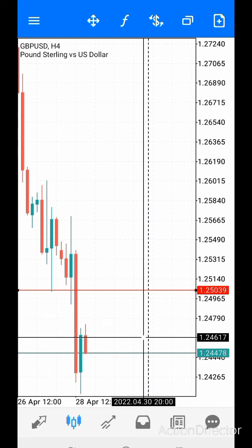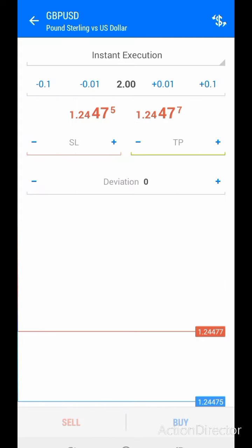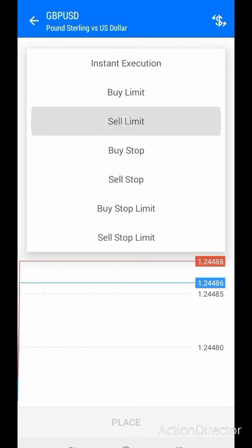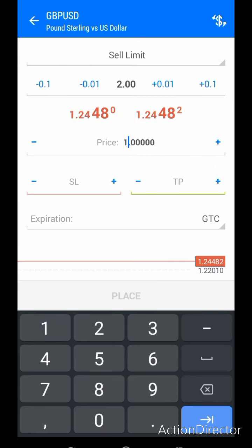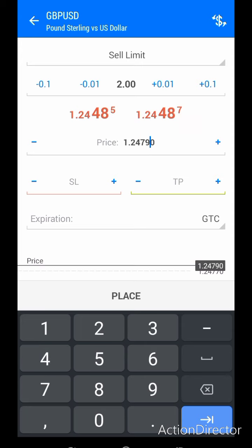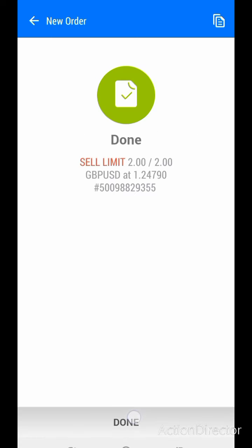So you just basically come here. The price is 1.247900. You come here, go to sell limit, tap on it, 1.247900. As simple as that. If you have your stop loss, you can type in your take profit, select your lot size, and then boom, place it. That's it. You will be on it.